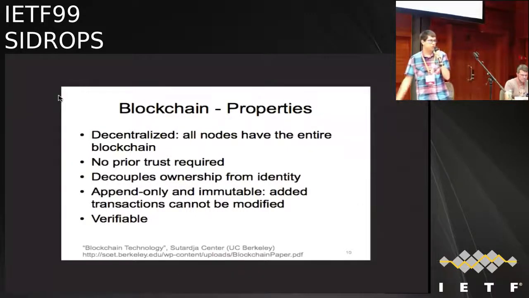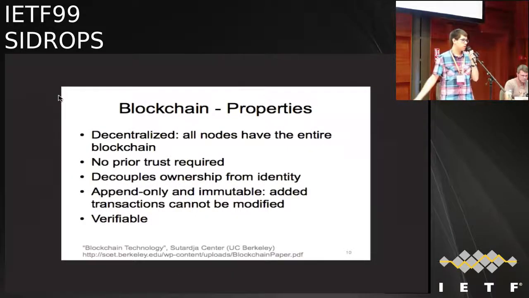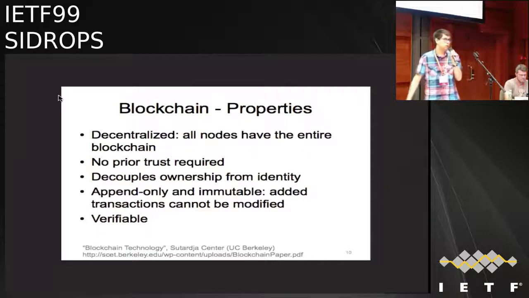So this design provides several interesting properties. Among them, we remark the following. It is decentralized because all nodes have the entire blockchain, which makes it resilient. No prior trust is required. It decouples ownership from identity, because data is only linked to a public key. It's append-only, so data can only be added but never modified, and it's verifiable because we have a history of all the transactions and we can check if a party performs an illegal operation.